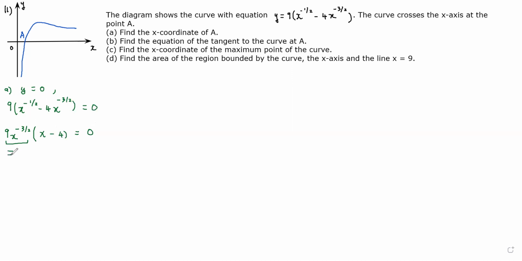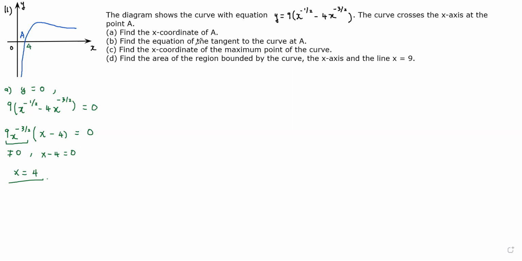This term can never be 0, because the negative exponent means that x is in the denominator and division by 0 is undefined. What we have now is x minus 4 equals 0, so that x is 4. That will give us the x-coordinate of point A.